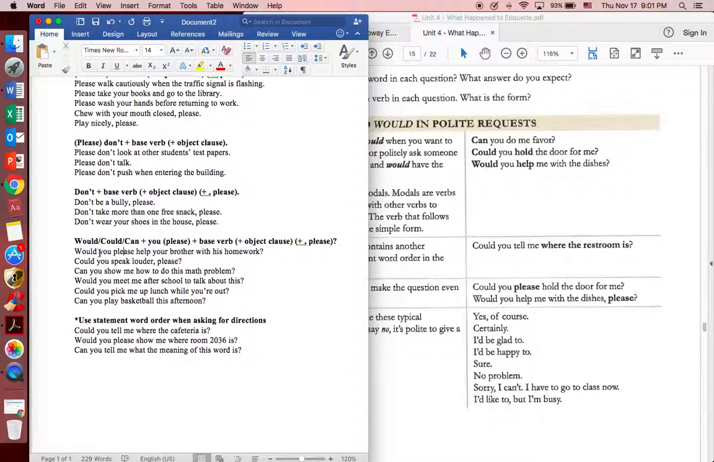Please does not go before you. Please does not go before would. Please does not go between the base verb and the object clause. Please goes either here or at the end, and only there. Could you speak louder, please?